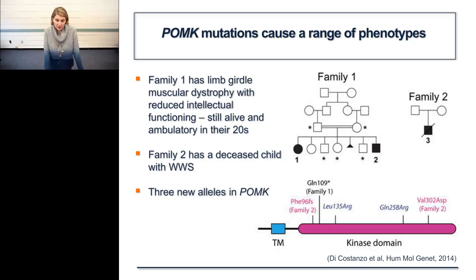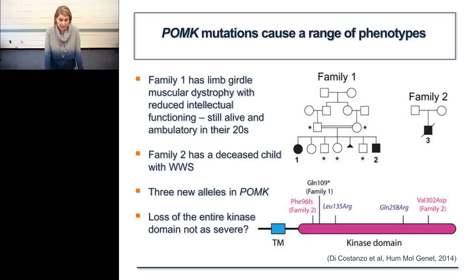POMK, differently from the other genes, is a kinase. And I'll tell you in a second what it does. And what was interesting was that family 1 had a homozygous stop mutation that basically removed the entire kinase domain, while family 2 had 2 heterozygous mutations, of which one was a very early frameshift and the other one was later in the protein. And so we were wondering why the loss of the entire kinase domain, which caused this disorder, was not as severe as this particular case.